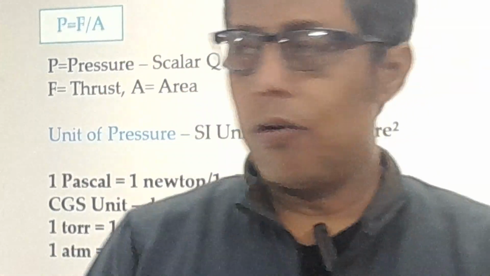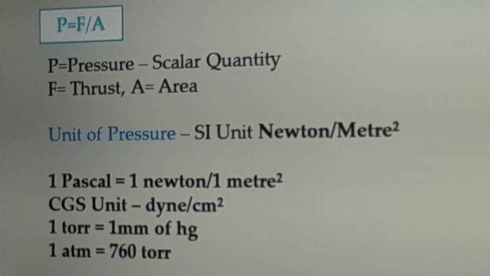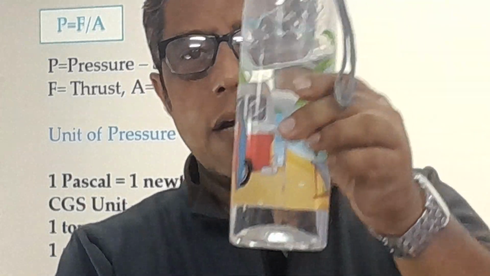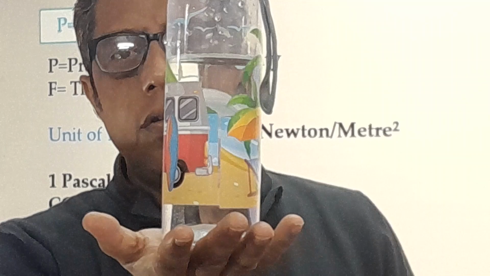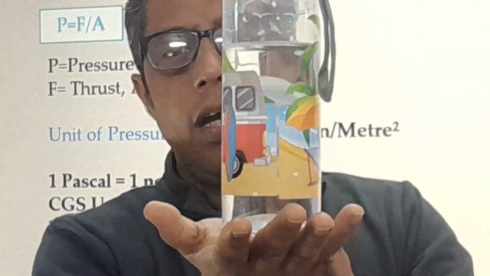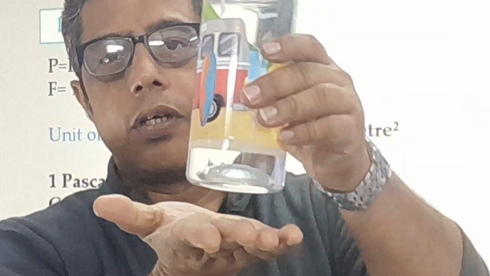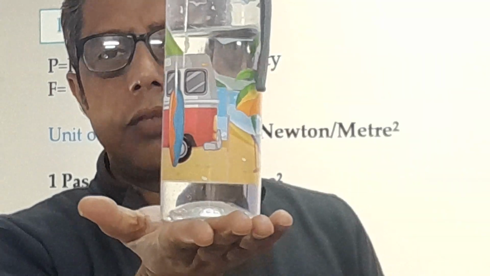Similarly, there is a liquid column, like a water bottle here. Let me take one more example where I'll show you the liquid column. Let's say this is a liquid column. It has a weight and this will act vertically downwards, right? This water has a weight and it will act vertically downward on this surface. So pressure means thrust by area.